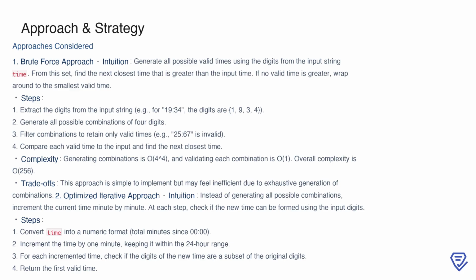This approach works, but it has a time complexity of 256, since we generate 4 to the power of 4 combinations and validate each in O(1) time. While the brute force method is simple and easy to implement, it can feel inefficient because of the exhaustive generation of combinations. Another approach we considered is the optimized iterative approach. This avoids generating all combinations upfront and instead increments the current time minute by minute, checking at each step if the new time can be formed using the input digits.